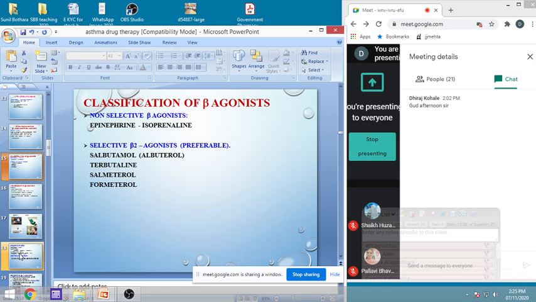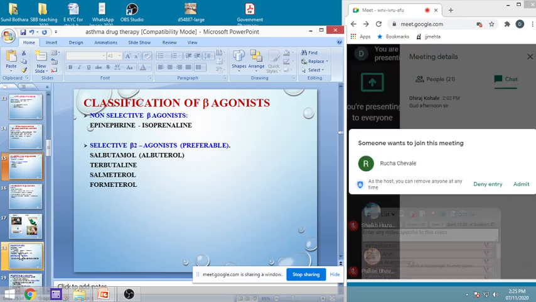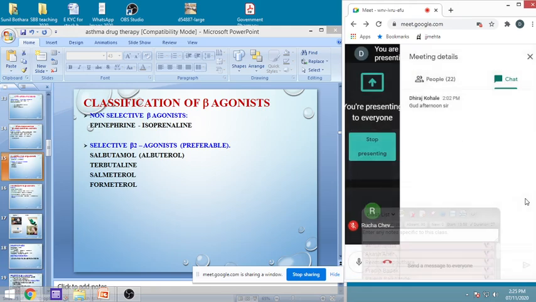Examples are many: salbutamol, albuterol, terbutaline, salmeterol, formoterol. There are many drugs in this category with similar names, and they are used in various ways. They can be given parenterally, by inhalation, or by the oral route. Anyway, they are the most widely used and most important drugs of choice in bronchial asthma.